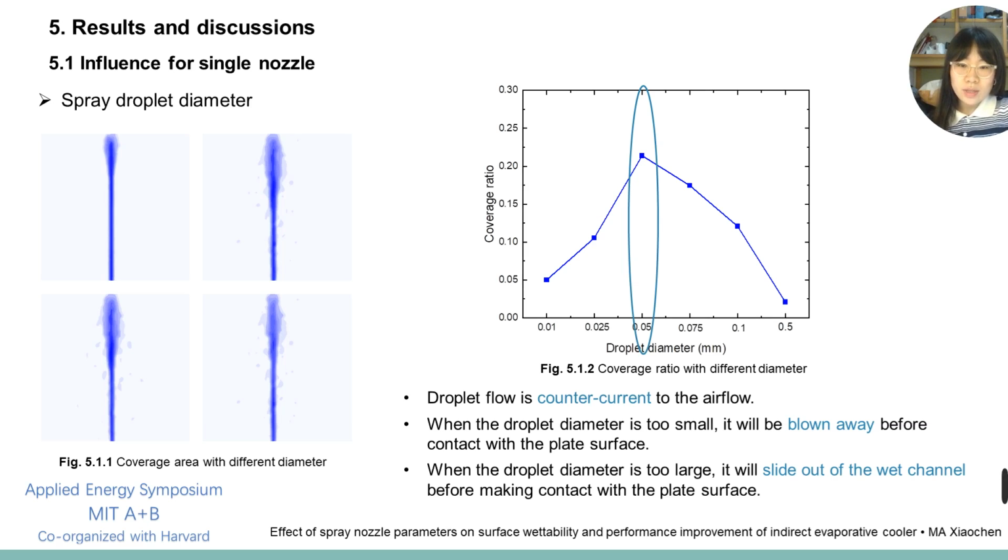And the reason is that the droplet flow is countercurrent to the airflow. Also, when the droplet diameter is too small, it will be blown away before contact with the plate surface. While when the droplet diameter is too large, it will slide out of the wet channel before making contact with the plate surface.